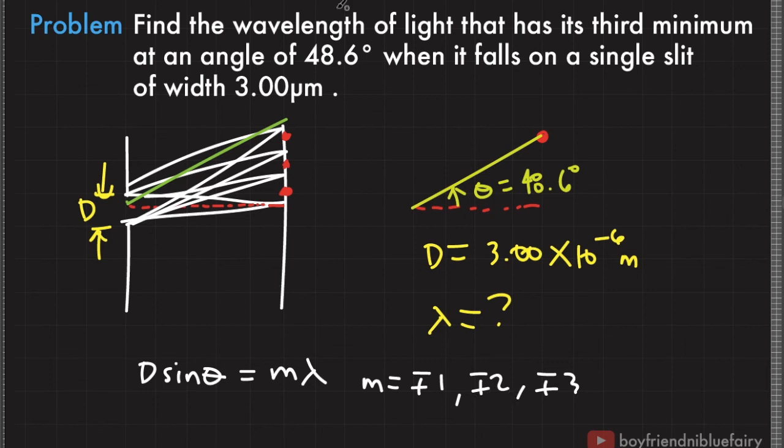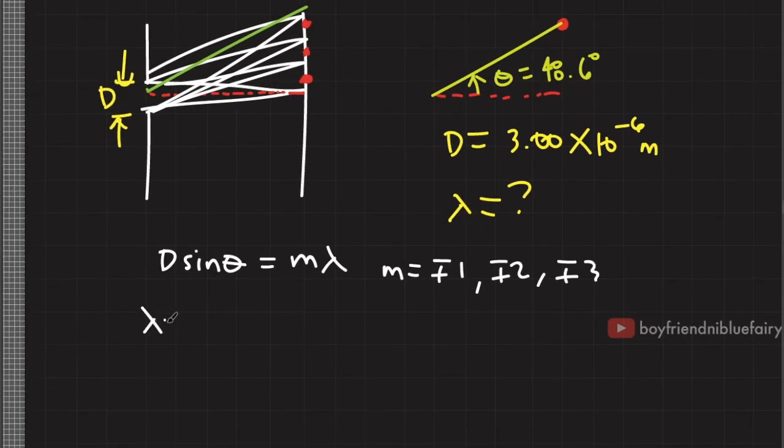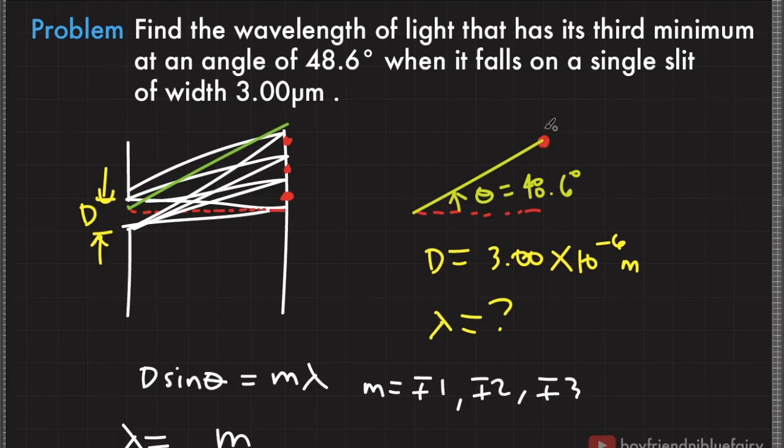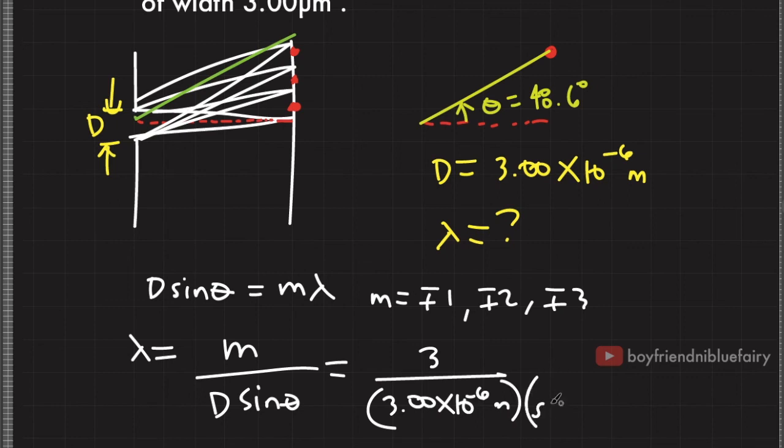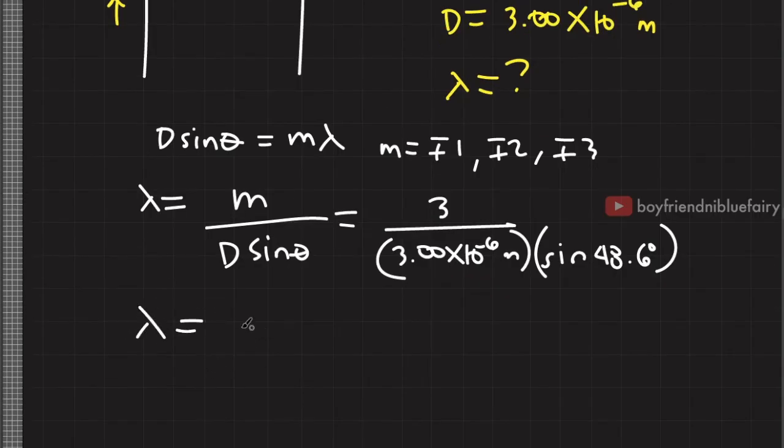Our target variable here is the wavelength, so I'll rearrange this in terms of wavelength. Lambda equals d sine theta over m, plugging in the values. According to the problem, this minimum is the third minimum, so m is equal to 3. D is the width, which is equal to 3.00 micrometers, times sine of 48.6. Plugging in the values, the wavelength is equal to 750 nanometers.